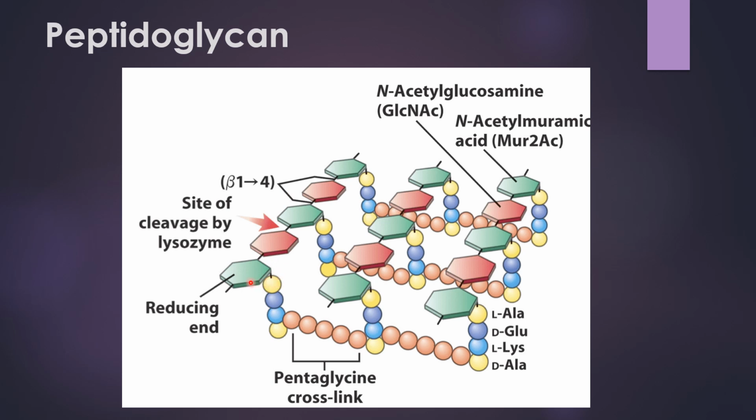Here, the NAM and the NAM are joined with 4 amino acids and the pentaglycine crosslink. In the edges of the NAM, 4 amino acids are present. They are L-alanine, D-glutamine, L-lysine, and D-alanine. These 4 are the components, and these amino acids are joined by the linkage called the pentaglycine linkage.